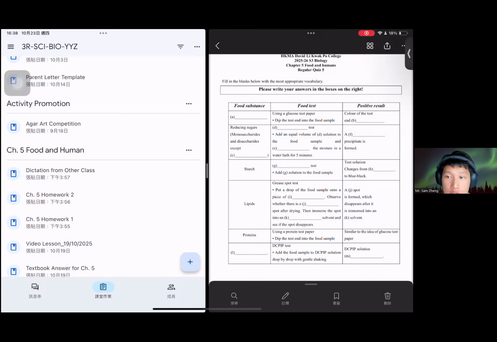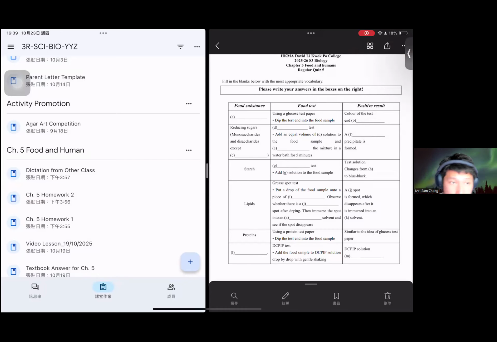Okay, so first of all, I would like to quickly mention one quiz from another class. I think this quiz is quite good because it can help you summarize what you have learned, the food tests and also the food substances that we have already gone through, and all these important things.